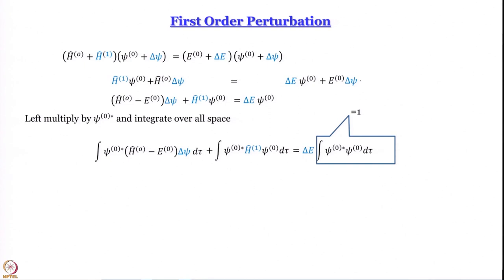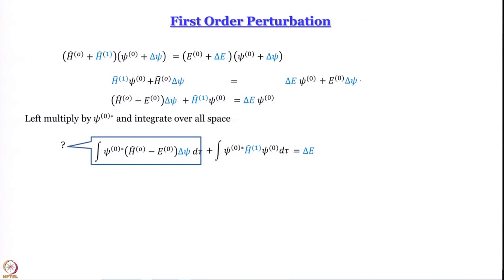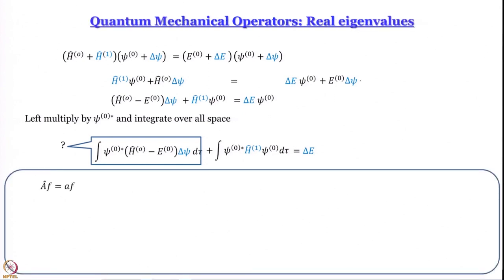The question is what about the other two terms? Is there any way to find a simpler expression for the first term that we have here? Integral psi 0 star multiplied by h 0th minus e 0th operating on delta psi integrated over all space. And to do this, we are going to use a property of quantum mechanical operators. Remember, quantum mechanical operators must have real eigenvalues. That is where we are going to start from.